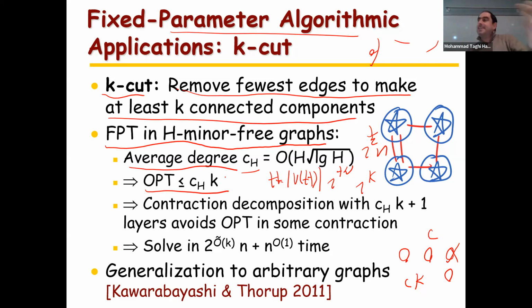So K is given to us. I want to say what the optimum solution for this K-cut essentially is. I know that for any H-minor free graph, the optimum would be at most C_H times K. Correct? So what's the meaning of that? It means that I will do a contraction decomposition with C of H times K plus 1.